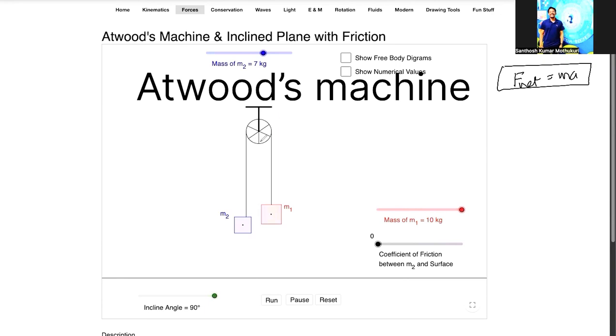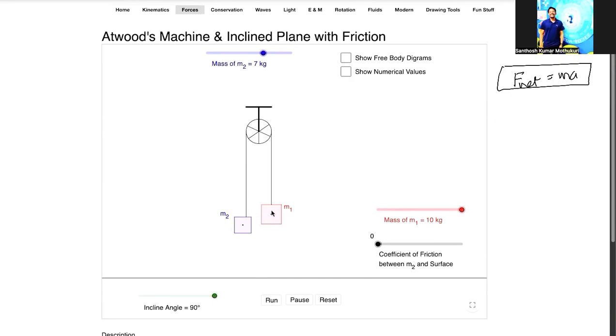In this particular case, there is a pulley and two masses hanging in support of a string passing over the pulley, and we assume the pulley is not offering any friction. I have taken mass M1 as 10 kg and mass M2 as 7 kg. We can actually change them. Now let us see how to solve a question like the unknown force. If there is any unknown force or unknown mass, it can be found using Newton's second law.